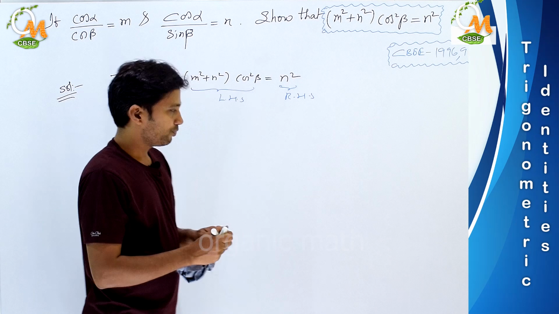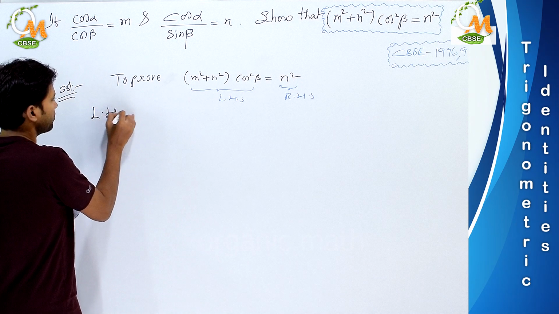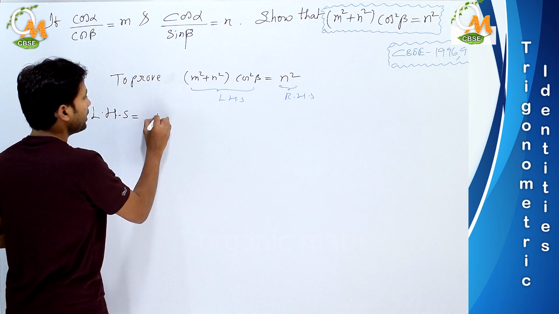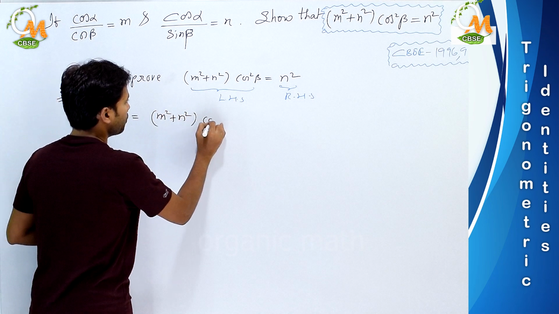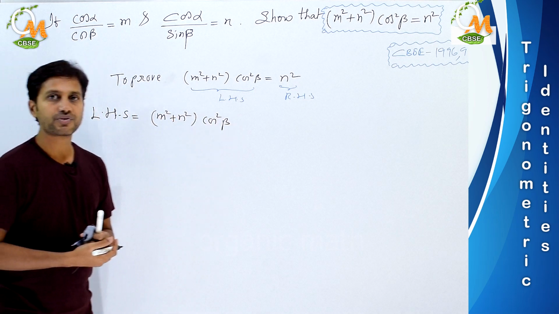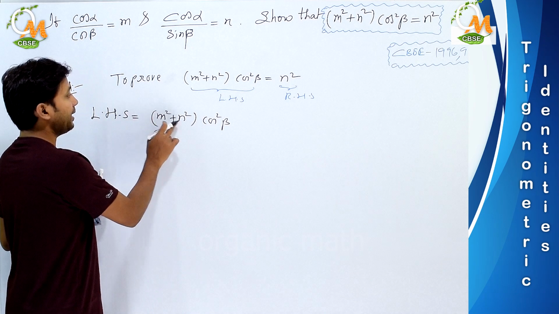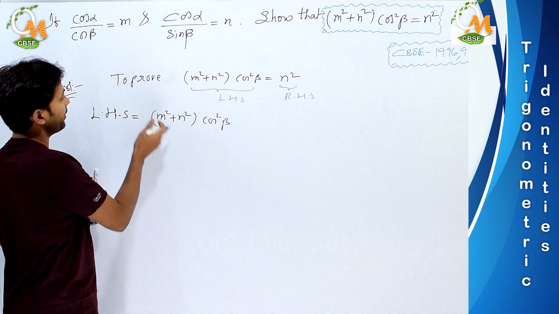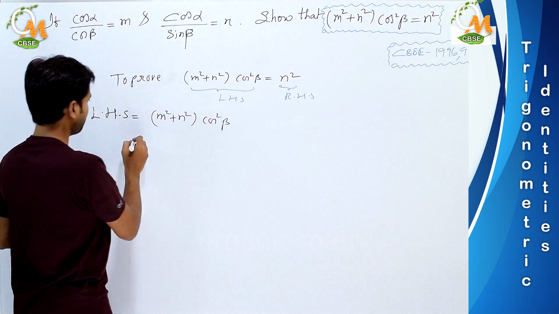So let us do LHS part equal to, that would be your m square plus n square into cos square beta, right? You know the values of m and n, so let us substitute the values of m and n here.